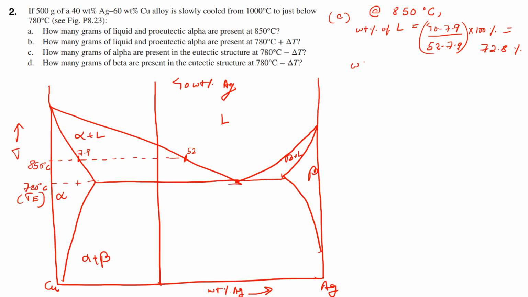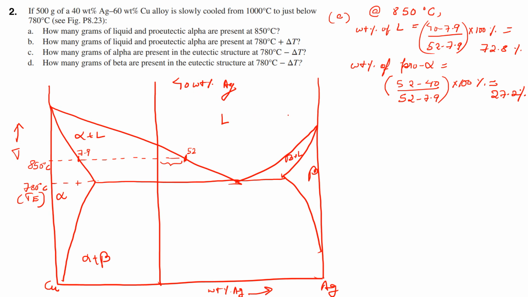Now weight percentage of pro-eutectic alpha. So let us write pro alpha, and that will be equal to, so this part is alpha, so this region will take, which is 52 minus 14 divided by 52 minus 7.9 times 100, which gives us approximately 27.2 percentage of pro-eutectic alpha forming before the eutectic point.